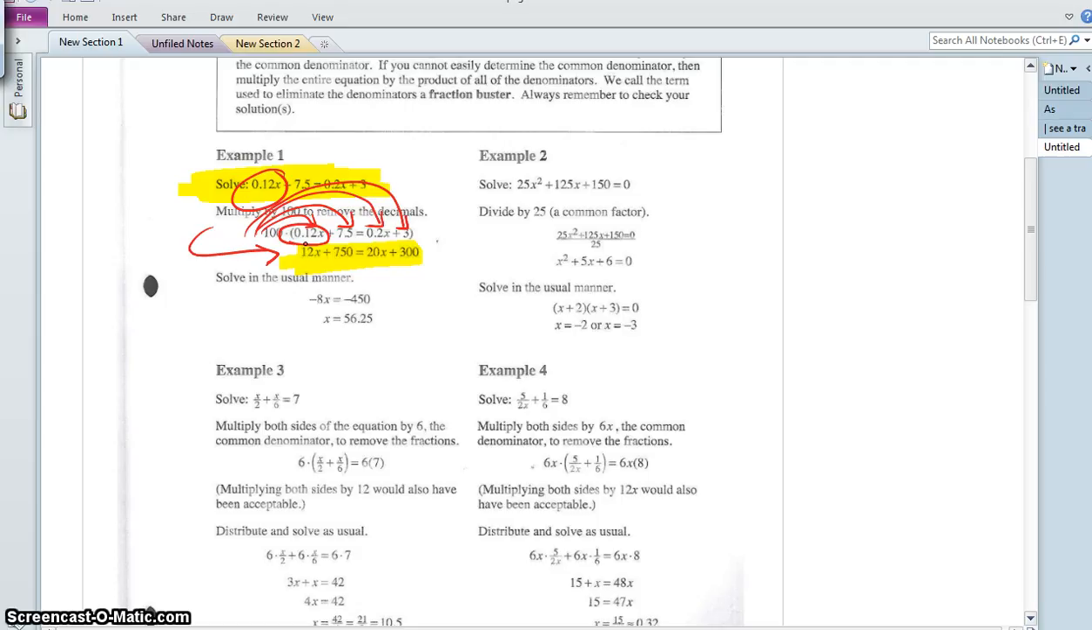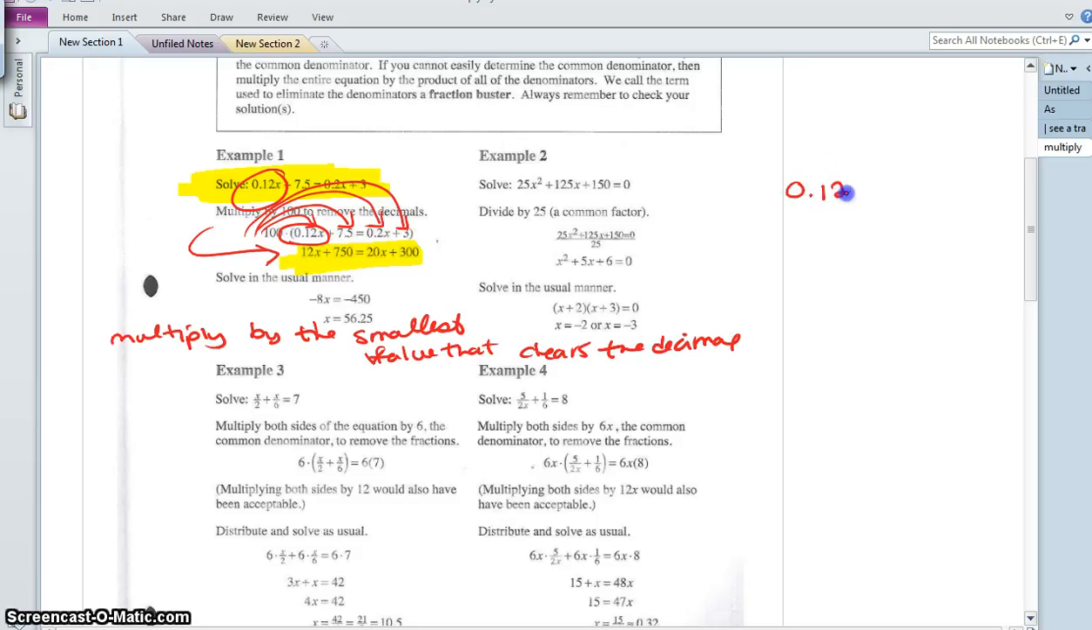So we're going to multiply by the smallest value that clears the decimal. It's going to be a factor of 10, or a multiple of 10, that is. So multiply by the smallest value that clears the decimal. And in this case, 0.12 was multiplied by 100. And take a look.